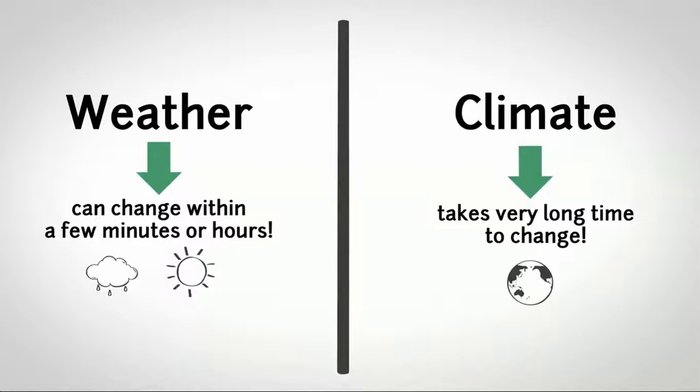Here we have an image that shows us the difference between weather and climate. Well, weather can change within a few minutes or hours, as I told you, and climate takes very long to change. In simple words, climate is what we expect, but weather is what we get. For example, we can expect a cold winter, but we can get a sunny or hot winter. And now it is happening because of the climate change. This phenomenon has been caused by human activities.